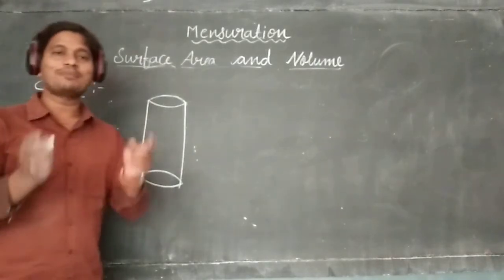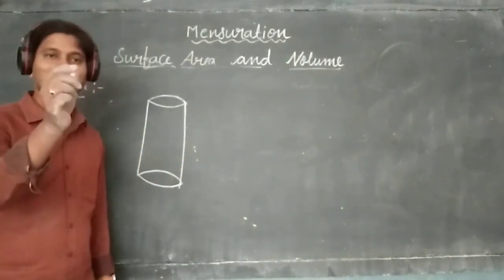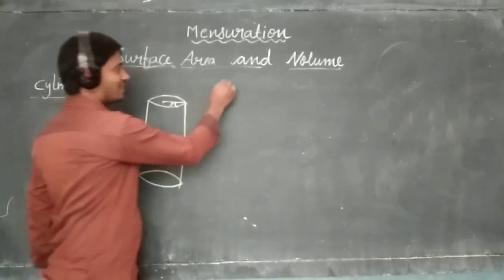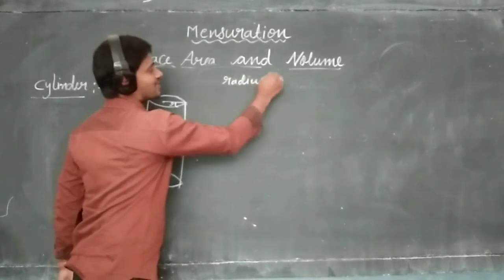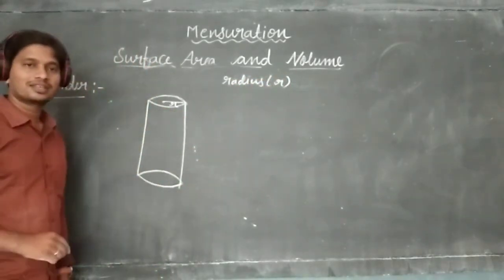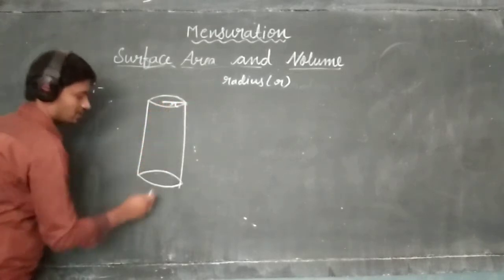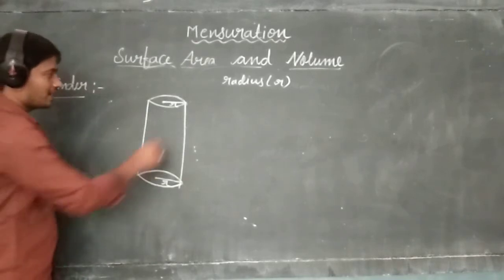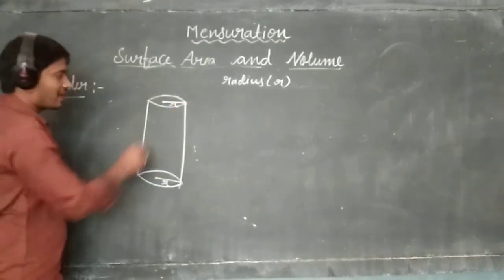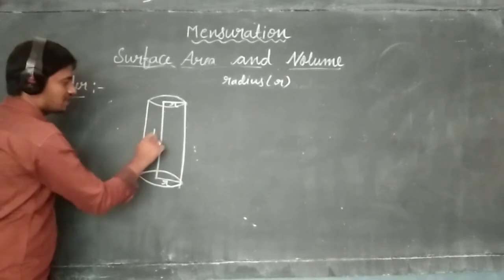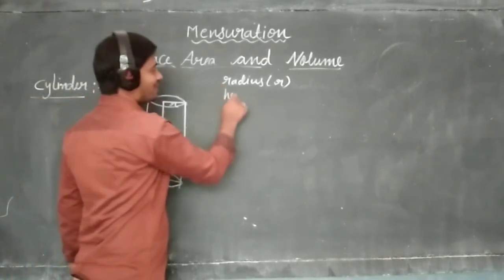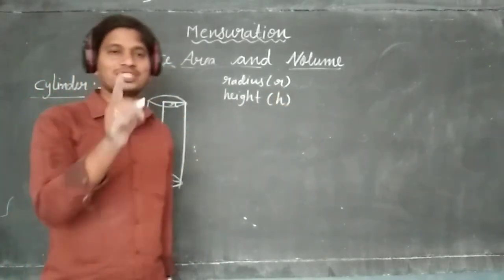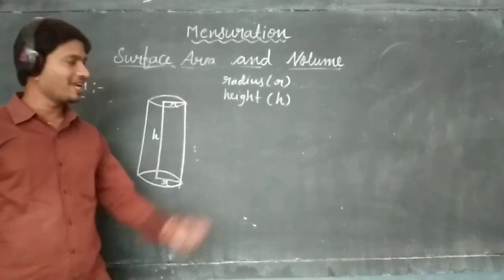And what are the dimensions of cylinder? The dimensions of the cylinder are radius. This is our radius, this is also our radius, and this is our height of the cylinder, which is h. They are the dimensions of the cylinder. Let me explain.